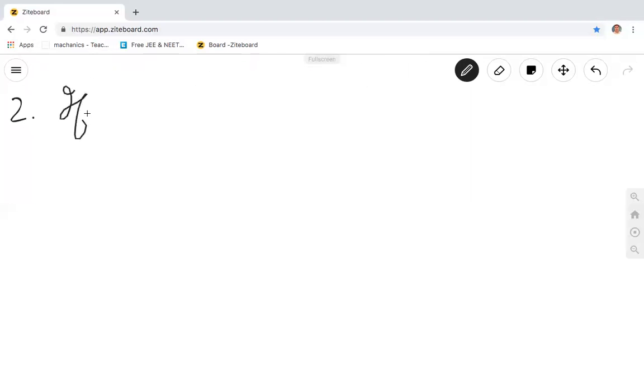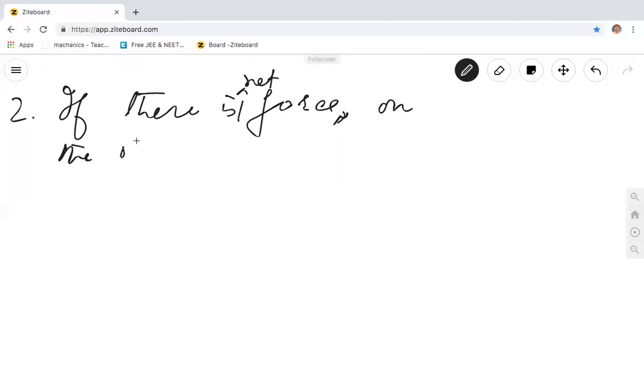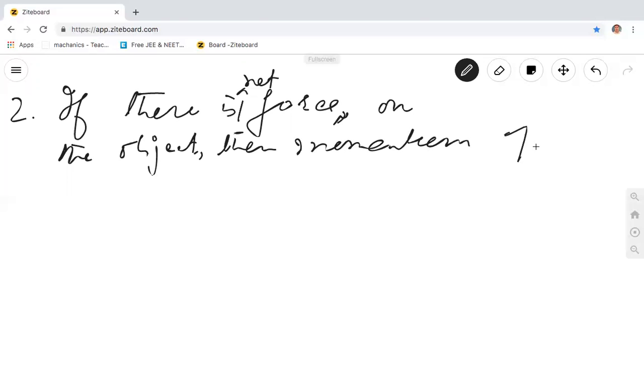The second law says, if there is force, what will happen to the object? If there is net force on the object, then the velocity is not constant. So if there is force, velocity has to change, but not exactly. If there is net force on the object, then the momentum of the object changes.